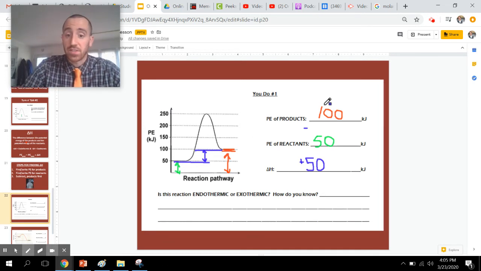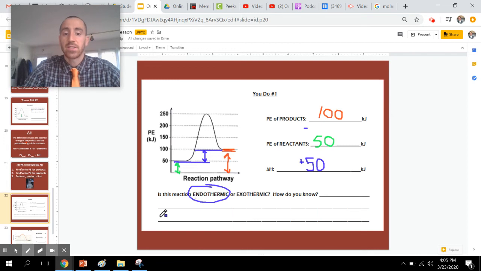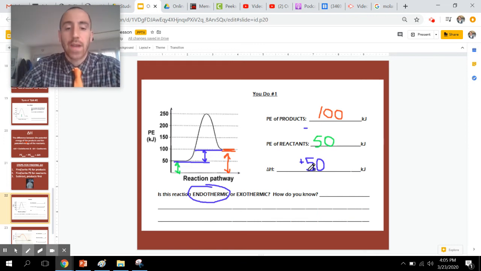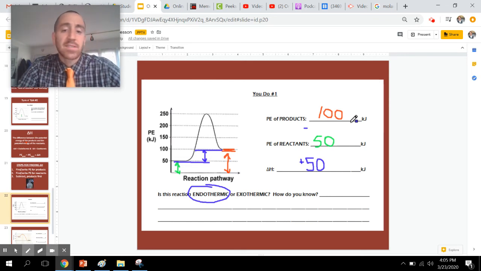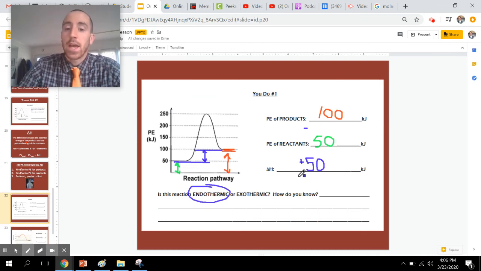It's positive because the products have more energy than the reactants. Therefore, it will be endothermic. So I'm going to write this in a complete sentence. The following reaction is endothermic because it has a positive delta H. You could say the following reaction is endothermic because the products have more energy than the reactants. You could even say that it's endothermic because you end with more energy than what you started with, or it absorbs energy. Any of those things would be sufficient. But a positive delta H tells you that you did absorb energy.